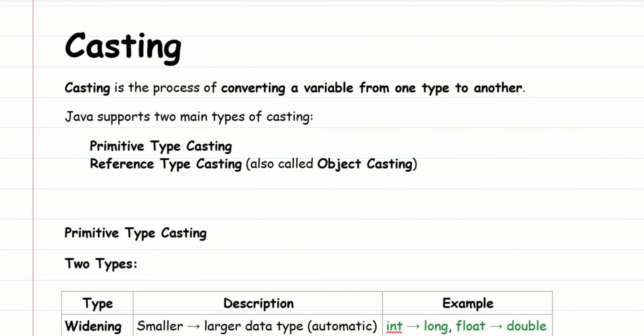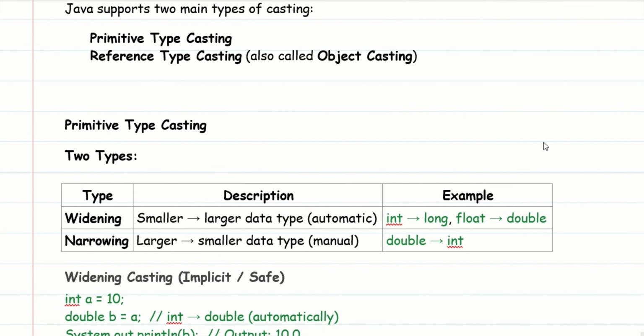In Java, casting is the process of converting a variable from one type to another. So either it can be primitive or object as well. Java supports two main types of casting, that is primitive type casting and reference type casting, which is also called object casting. Within primitive type casting, we have two types, that is widening and narrowing. Widening is converting a smaller data type to a larger data type, and narrowing is converting a larger data type to a smaller data type. Widening is automatic, so Java will take care of the conversion, but in case of narrowing, we need to do it manually.